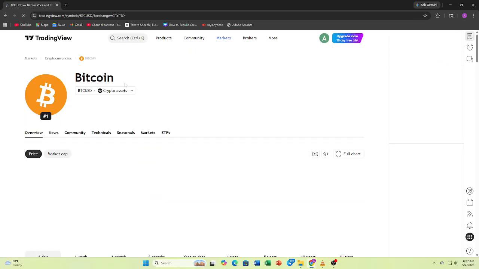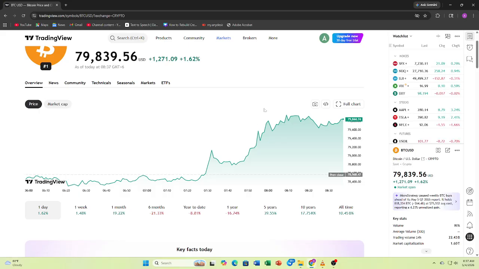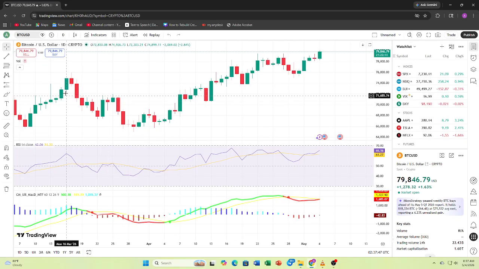Select the chart and open it in full view. Now, this is your main trading screen. You'll see candlesticks showing price movement. Green candles mean price is going up, and red candles mean price is going down.